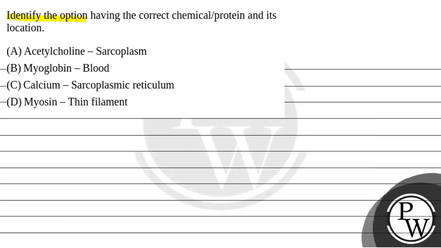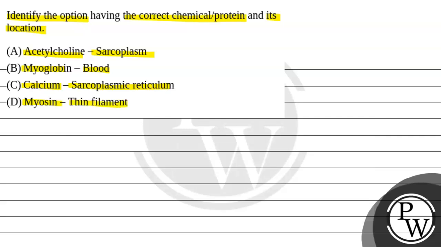The question says identify the option having the correct chemical or protein in its location. First is acetylcholine with sarcoplasm. Second is myoglobin with blood. Third is calcium with sarcoplasmic reticulum. And fourth is myosin with thin filament.